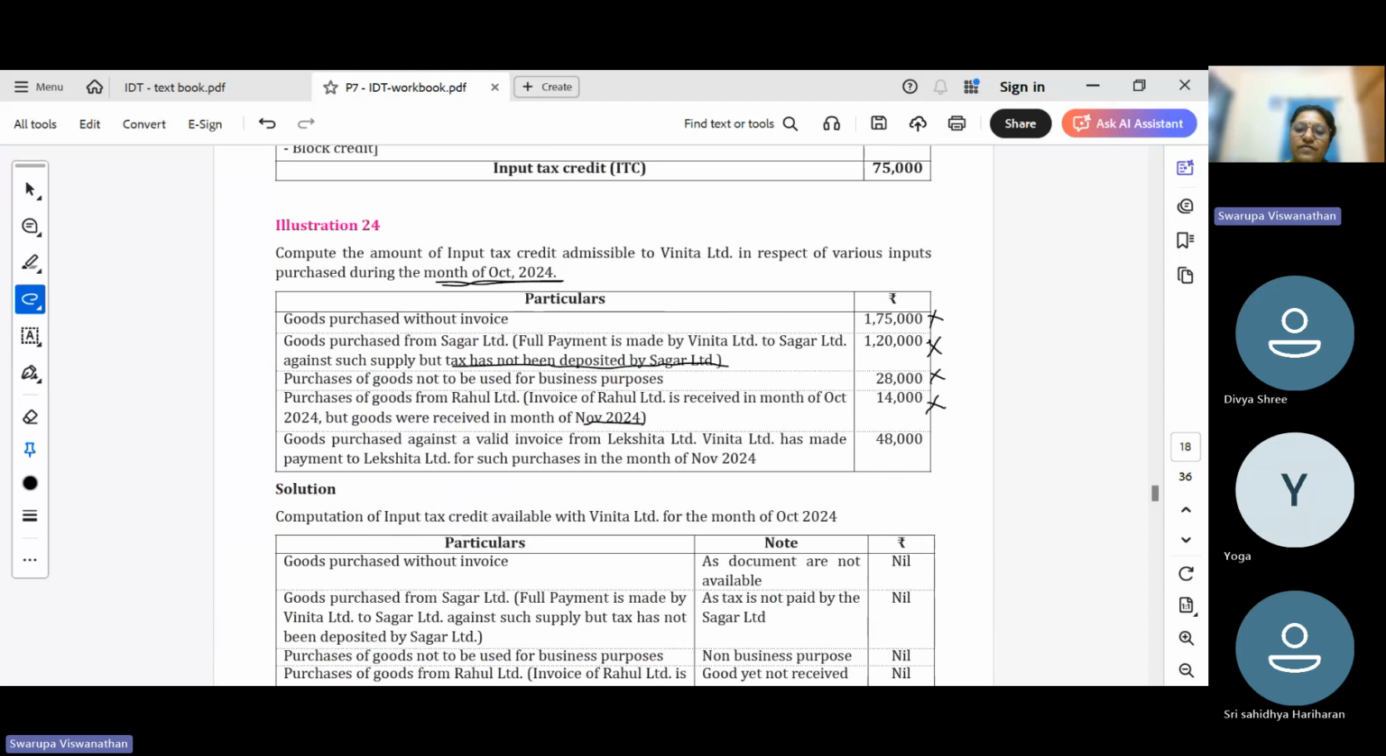Goods purchased against a valid invoice from Likshita Limited. Vinita has made payment to Likshita for the purchases in the month of November. So goods received in October, payment made in November. Okay, because payment needs to be made within 180 days only. We have 180 days to make the payment. If we are not making payment within 180 days, we need to reverse the credit. So this credit can be taken.